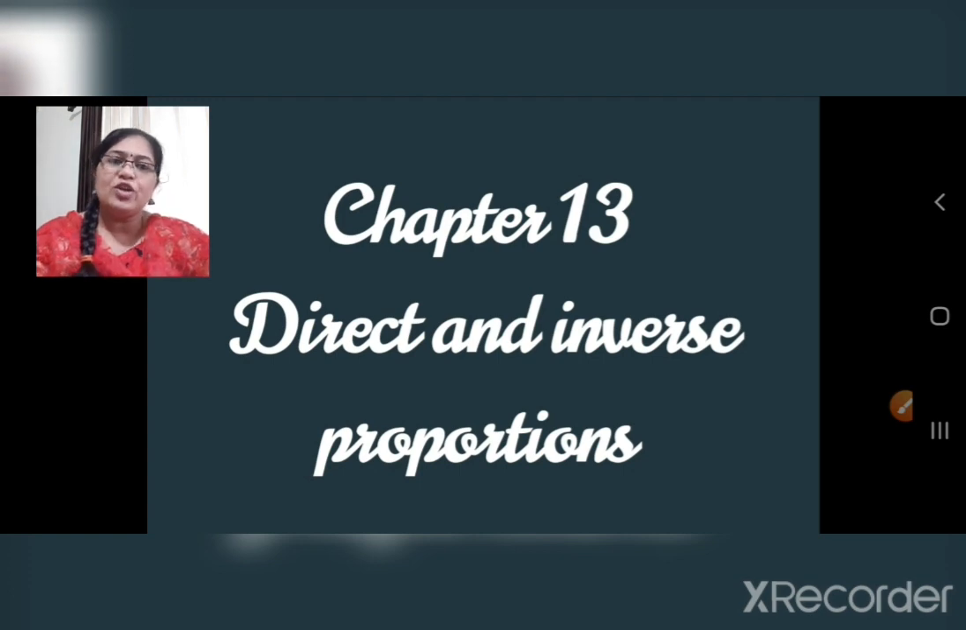Okay, children, when you are taking two quantities, let us take, for example, x and y. When the value of x is increasing, the value of y is also increasing, or when the value of x is decreasing, the value of y is also decreasing. When one decreases, the other also decreases; when one increases, the other is also increasing. If the quantities are increasing or decreasing in this manner, it is called direct proportion. These quantities are in direct proportion.